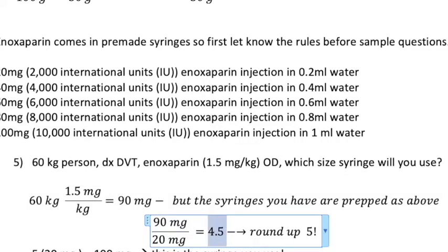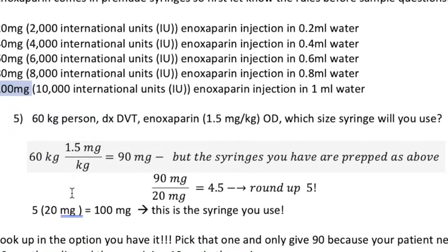So do you have a 4.5 here? No, I told you it's a rounded number. So round this up and you get a 5. That means you're going to have to multiply 20 by 5, and ta-da! You get 100 milligrams. And that's exactly what you're going to give the guy.